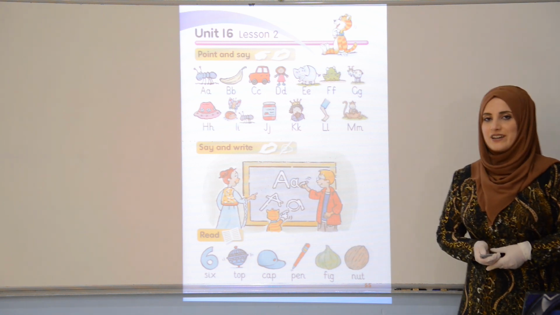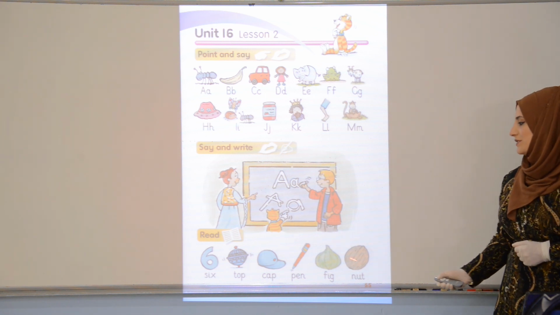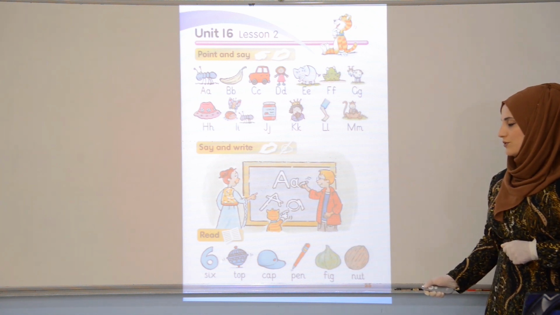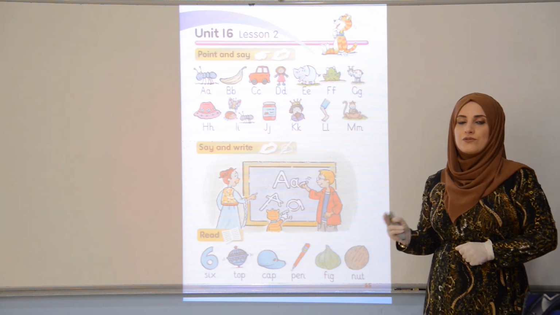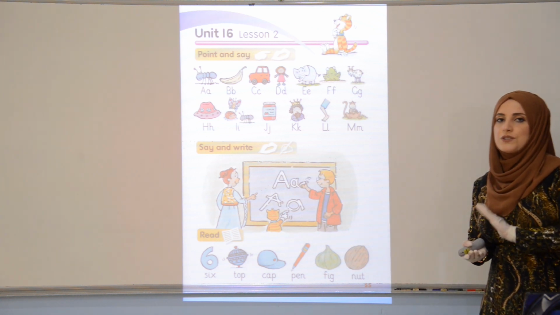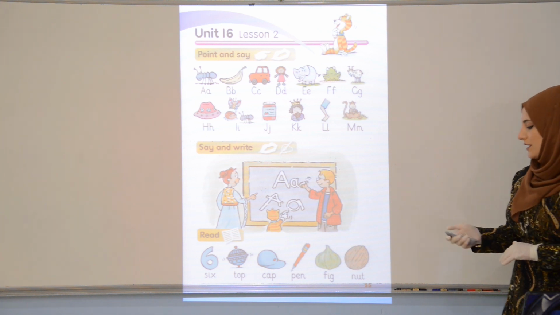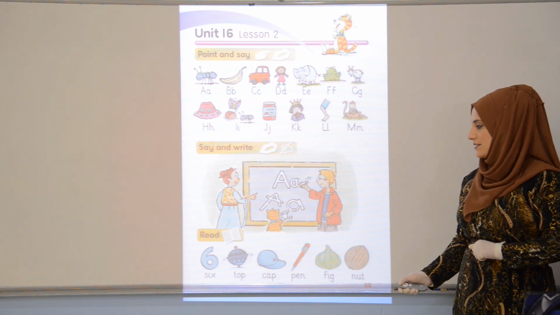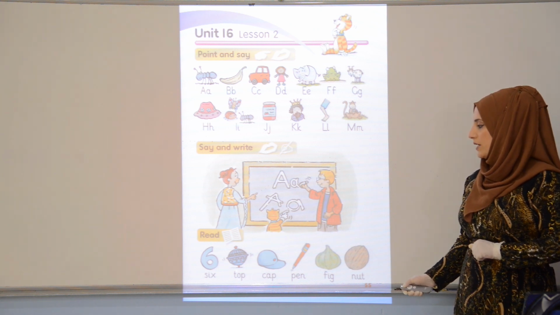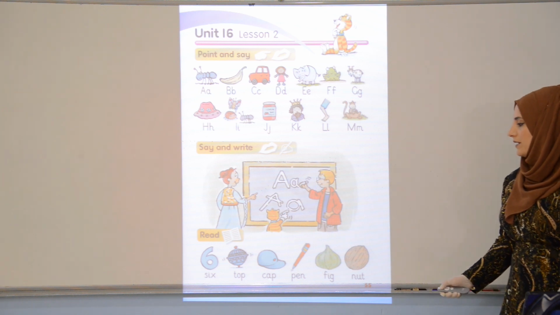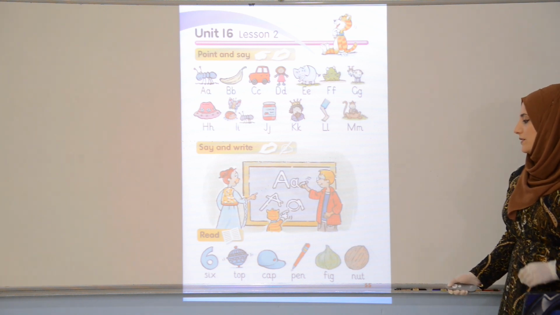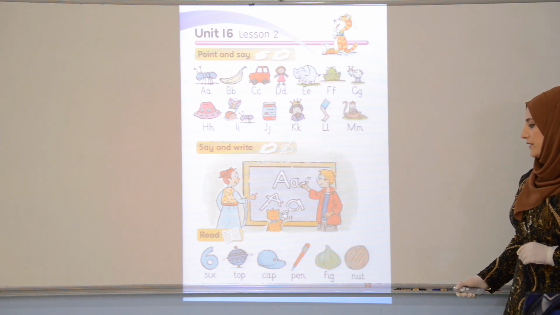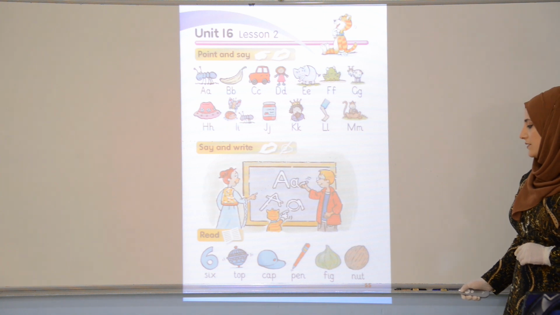Okay, student, now we have read. Let us read these words and their names, okay, student? So as to know how to write the words, we have to know the sounds of the letters, student, okay? Let us read it. Six, top, cap, pen, fig, nut.